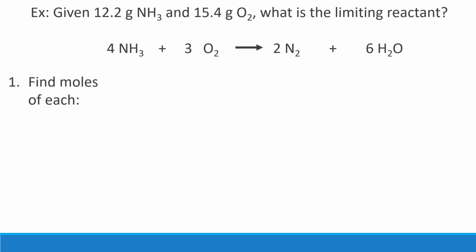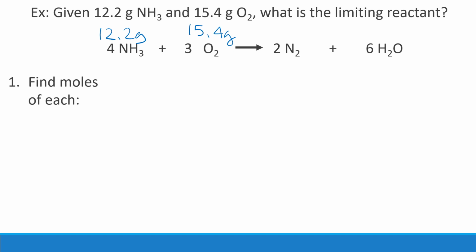Okay, let's jump in and work through a problem. So the thing about limiting reactant problems is they look like this, right? We're given 12.2 grams of ammonia. That's one of our reactants, and 15.4 grams of oxygen. And we want to find out which of those 2 is the limiting reactant.